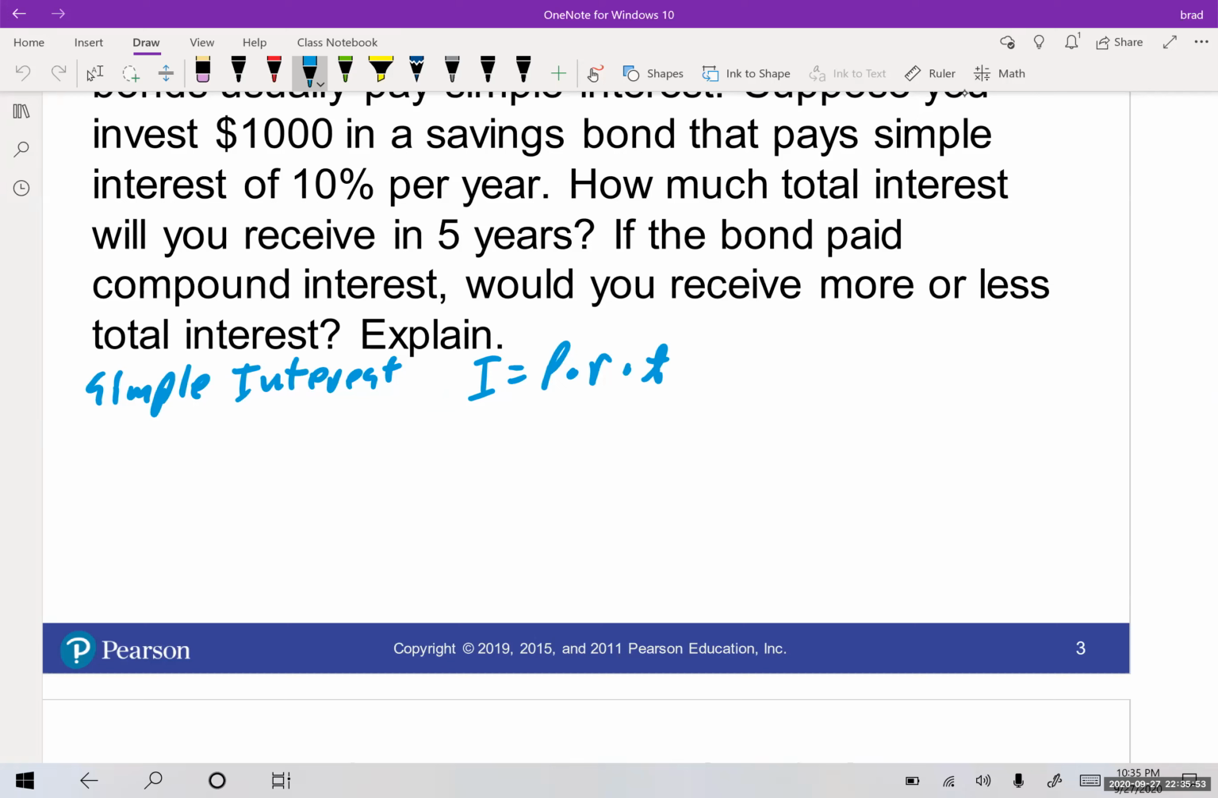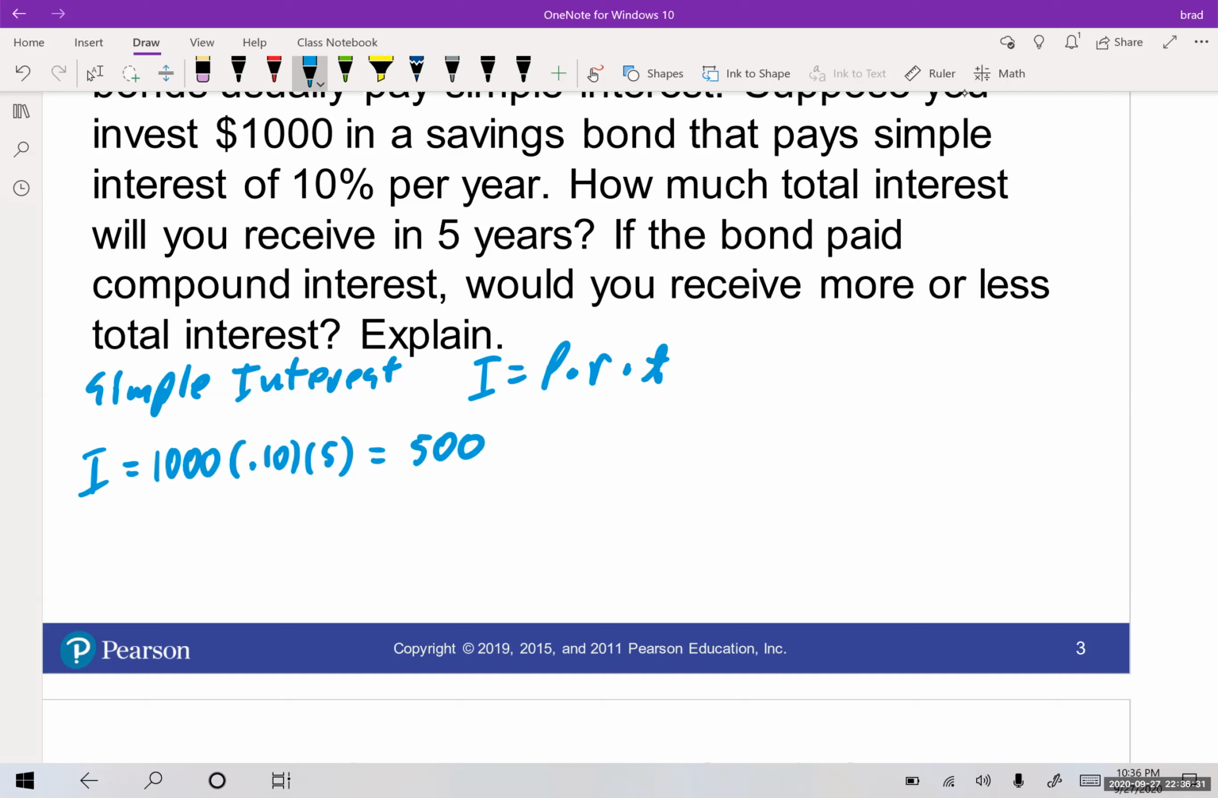Now, what if they say a half a year? Then you would put 6 out of 12, or 1/2, because you have to do it in terms of years. If they said 6 months, that would only be half a year. So in this problem, it says, how much total interest will we receive in 5 years? I want to find how much interest is equal to my principal of 1,000 times my rate, which is 10% or 0.10, times my number of years, 5. When we do this, we get $500. That's what we should end up getting.